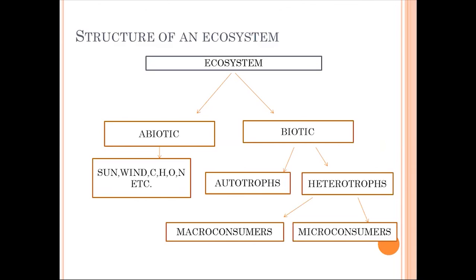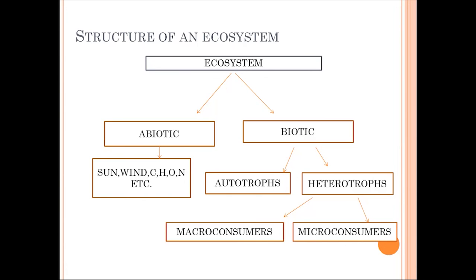So, ecosystem, structure of an ecosystem. An ecosystem comprises two major components: the abiotic component and the biotic component. Abiotic component means the non-living factors of the environment. These are some of the inorganic and organic elements, and also the physical factors like sun, wind, pressure, temperature that define the climate of the region.